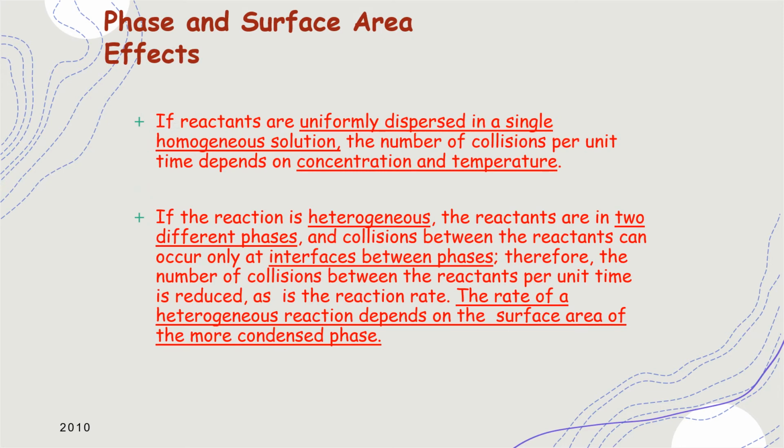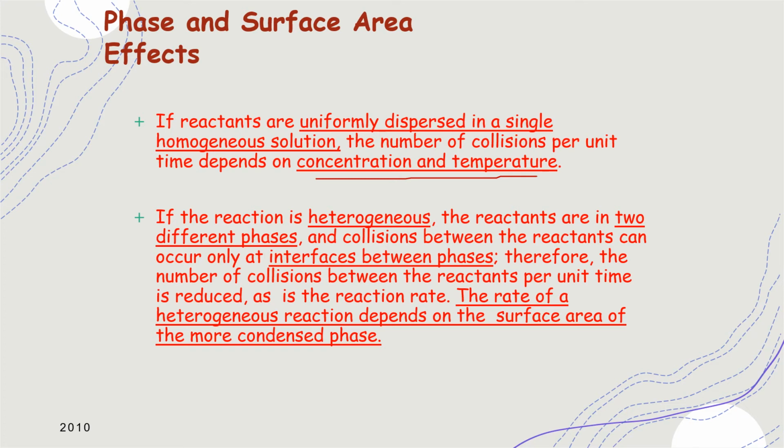Let's talk about phase and surface area effects. If reactants are uniformly dispersed in a single homogeneous solution, the number of collisions per unit time depends on the concentration and the temperature of the medium. If the reaction is heterogeneous, the reactants are in two different phases. Therefore, collisions between the reactants can only occur at interfaces between phases. Not the entire two media, but at the interfaces only.